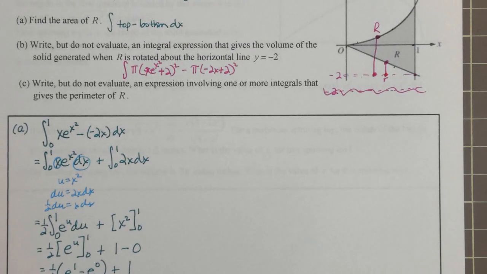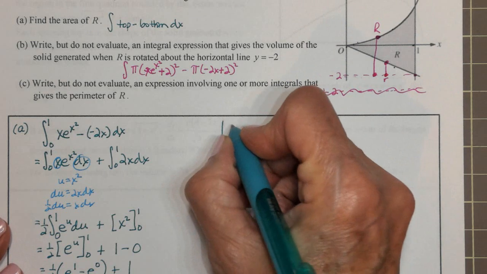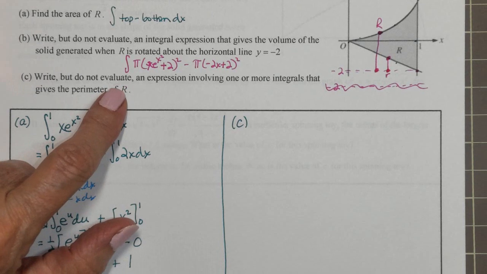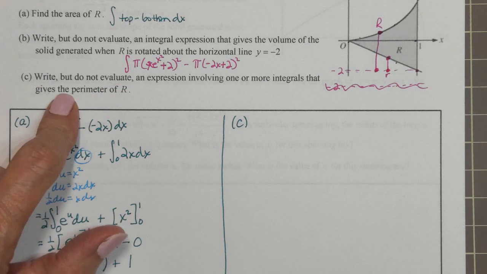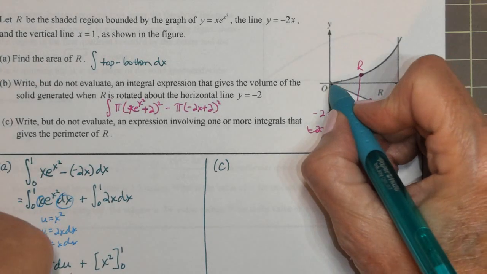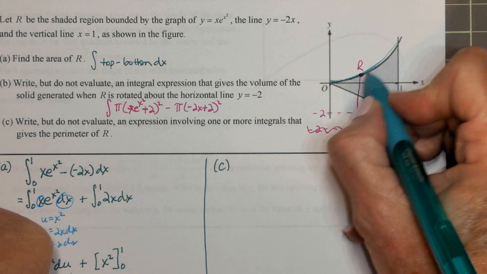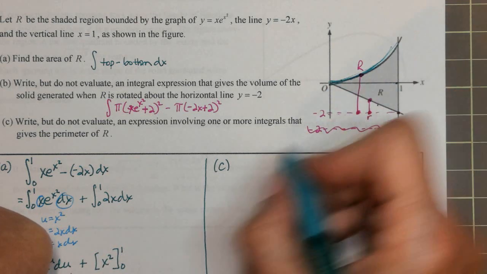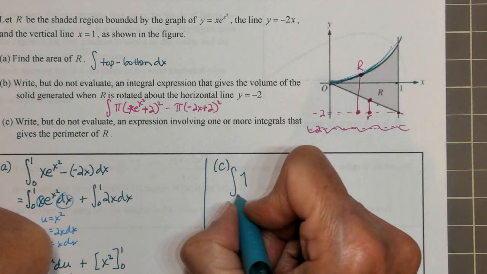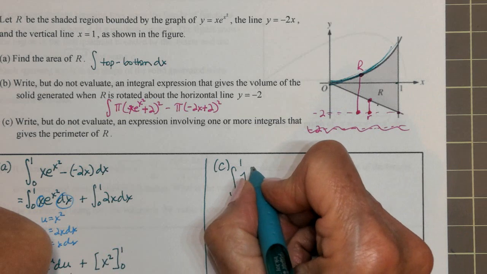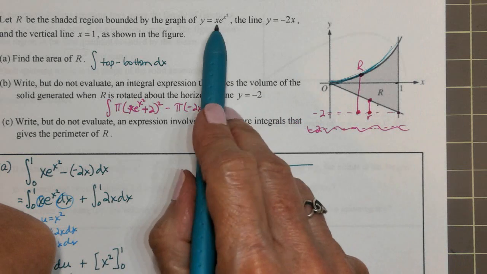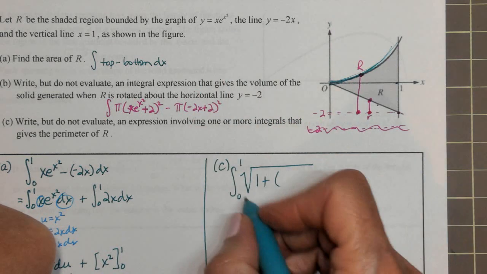Okay, part C. I think I'm going to put part C up here. Okay, write but do not evaluate an expression involving one or more integrals that gives the perimeter of R. The perimeter of R. Well, for the curve, the length of this curve here, we'll have the integral from 0 to 1 of the square root of 1 plus, okay, I need the derivative of this squared. So I'm going to come off to the side.